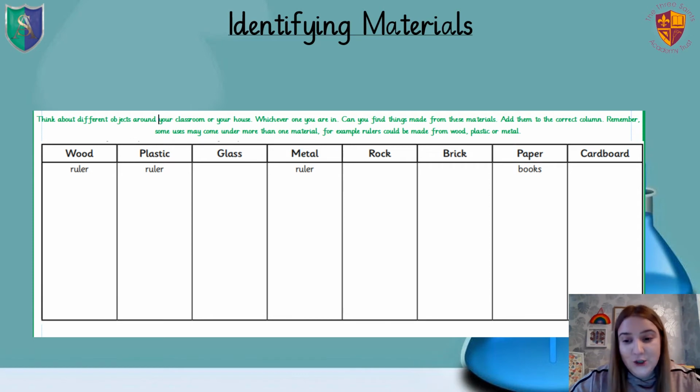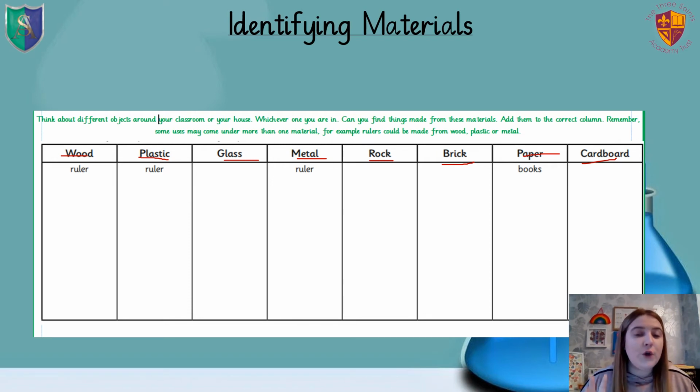Okay, here is your main activity then. I want you to, if you can, print out this worksheet. If you can't, that's okay. You can draw yourself some columns and draw yourself a table. So here are each of the materials that we spoke about: wood, plastic, glass, metal, rock, brick, paper, and cardboard. Okay, I want you to have a hunt around your home or school for things that are made out of the materials on the screen.